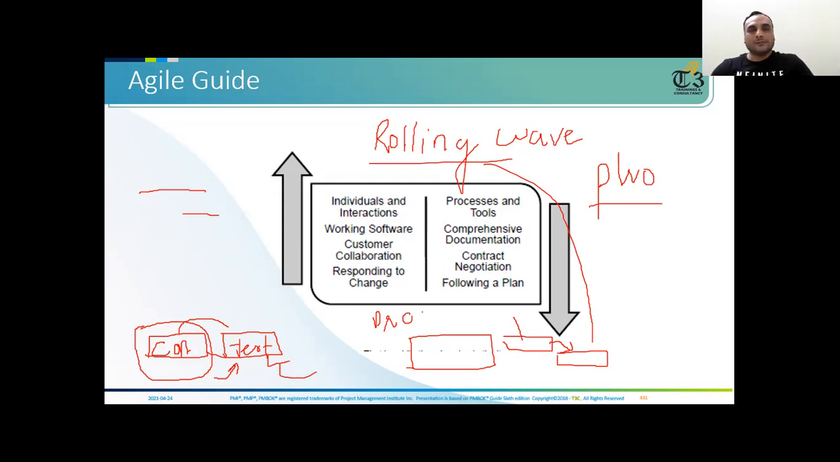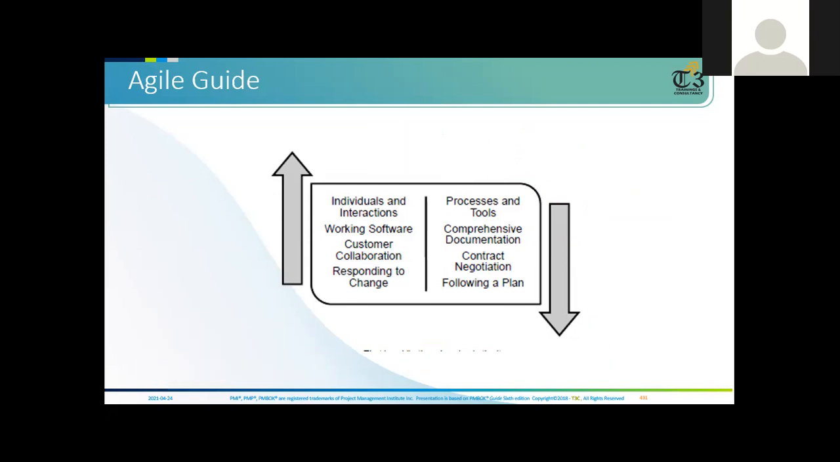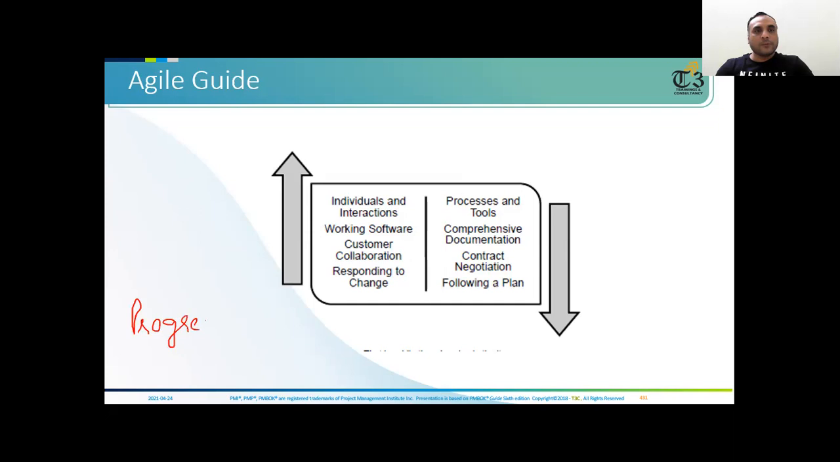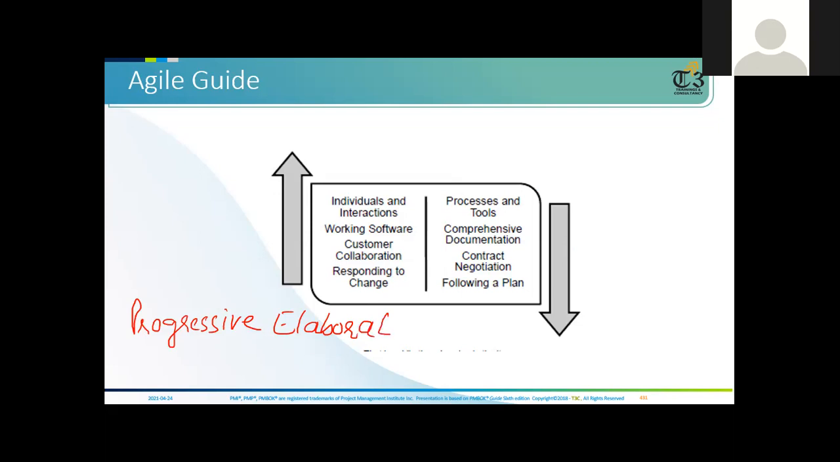The progressive elaboration, as I understood, is that with the passage of time, things become clear, and we get to know this and this. When things become clear with the passage of time, we call it progressive elaboration. Yes. And rolling wave means that we don't know how you will execute or how you will adapt. Like you know the work package, but you don't know the activities or how you will execute them. So the planning you will do to execute the activities, that will be what? Rolling wave planning.